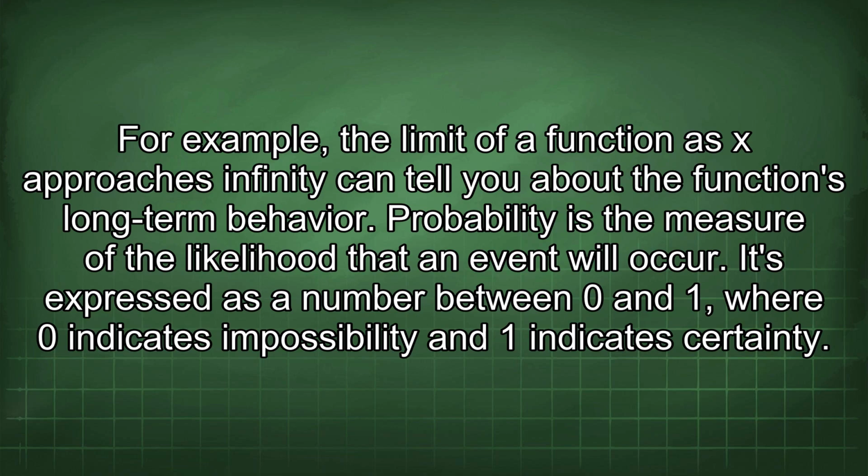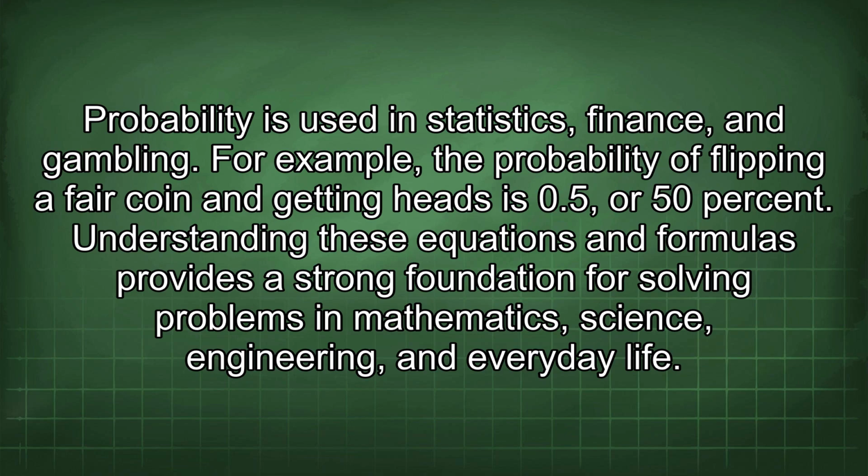Probability is the measure of the likelihood that an event will occur. It's expressed as a number between 0 and 1, where 0 indicates impossibility and 1 indicates certainty. Probability is used in statistics, finance, and gambling. For example, the probability of flipping a fair coin and getting heads is 0.5, or 50%.